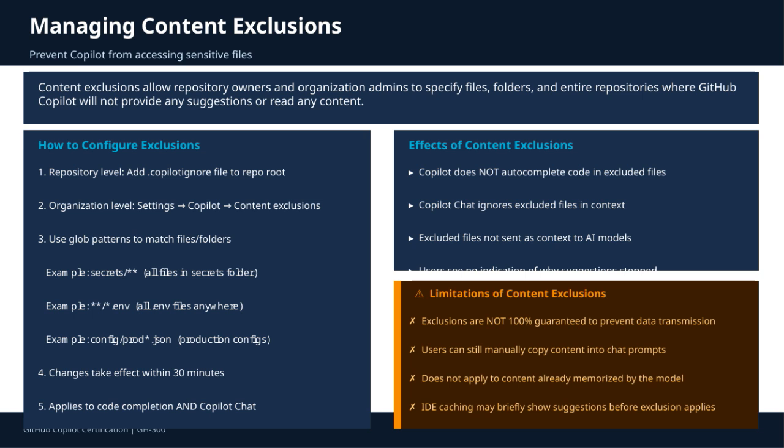To configure these exclusions, you have a few options. At the repository level, you can add a .copilotignore file in the root directory. For organization-wide settings, you navigate through Settings, then Copilot, and finally Content Exclusions. Exclusions support glob patterns to match files or folders precisely.